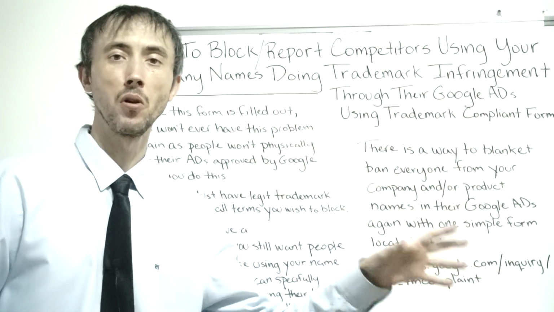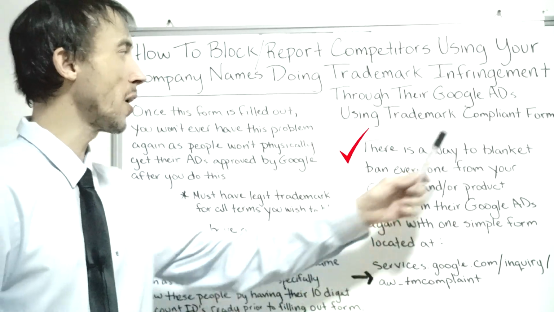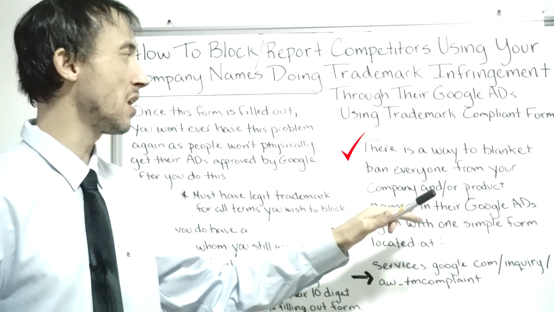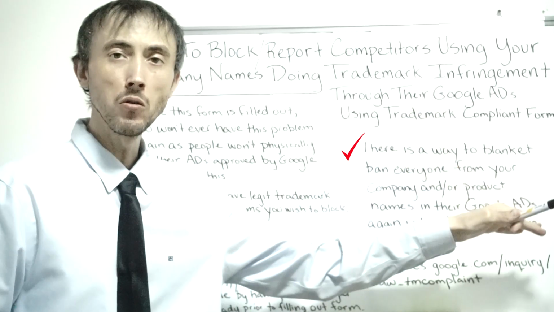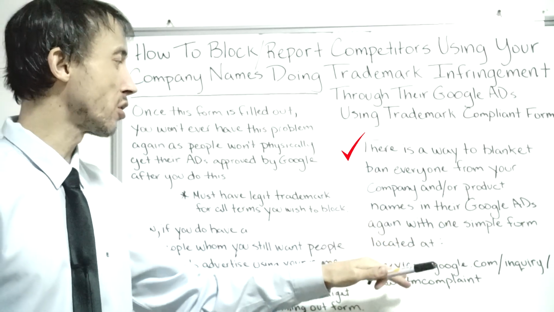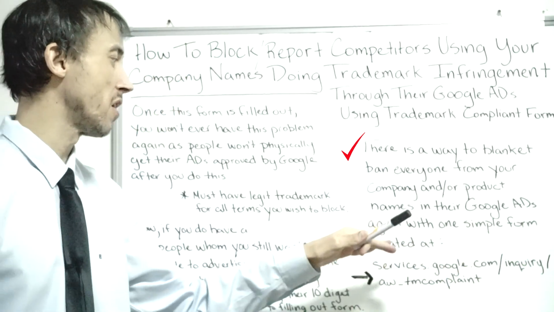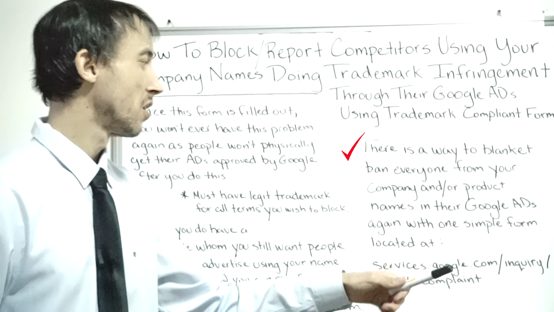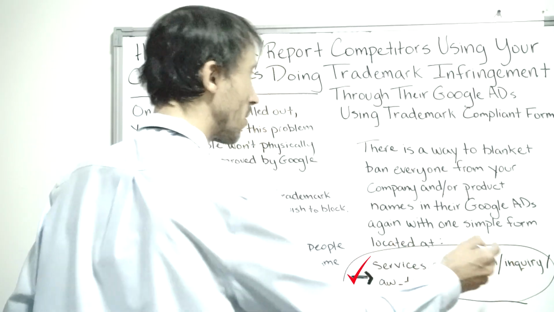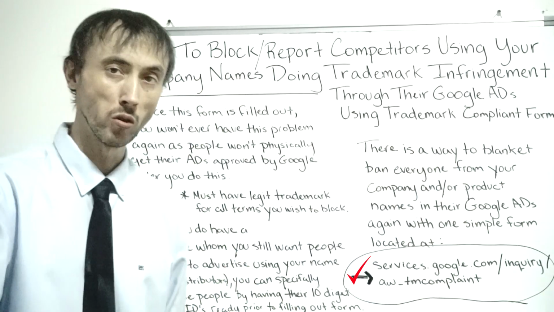How do you block people from being able to use your brand names, your product names in their ads? There's a way to blanket ban everybody from your company using your company name and/or product names in their Google ads with one simple form located at services.google.com/inquiry/AW_TM complaint. So it's right here. This is the website to go to. This form is officially called by Google the trademark complaint form. Or you could just Google trademark complaint form.